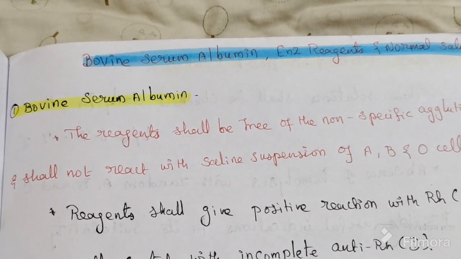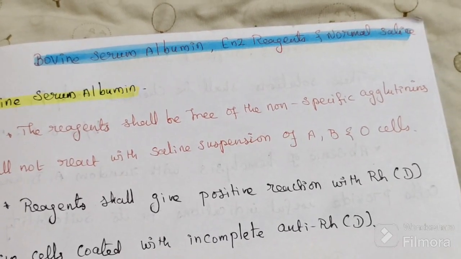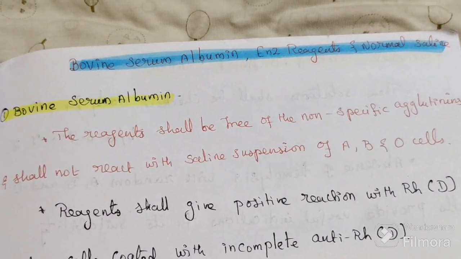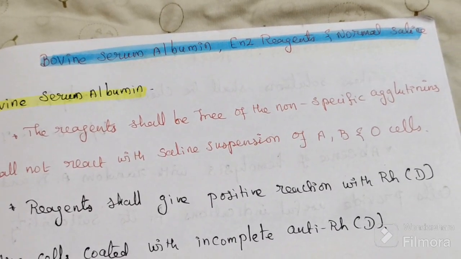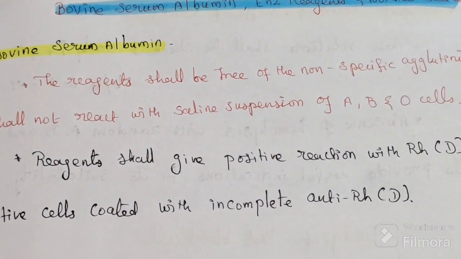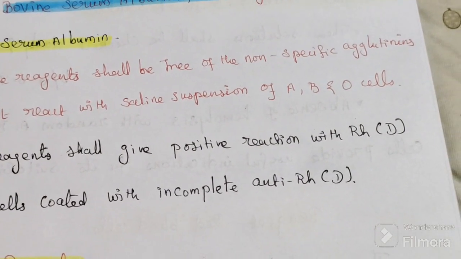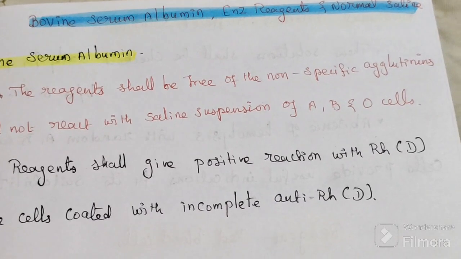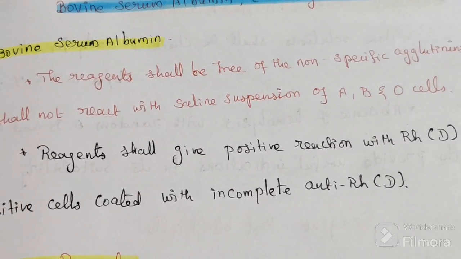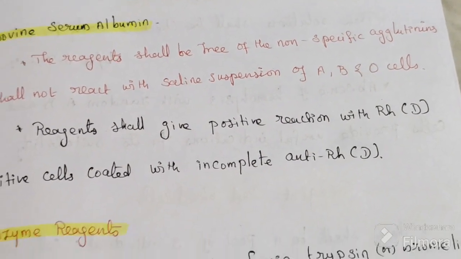The reagent shall be free of non-specific agglutinins and shall not react with saline suspensions of ABO cells. So for this bovine serum albumin, the reagent shall be free of non-specific agglutinins and shall not react with saline suspensions of ABO cells.